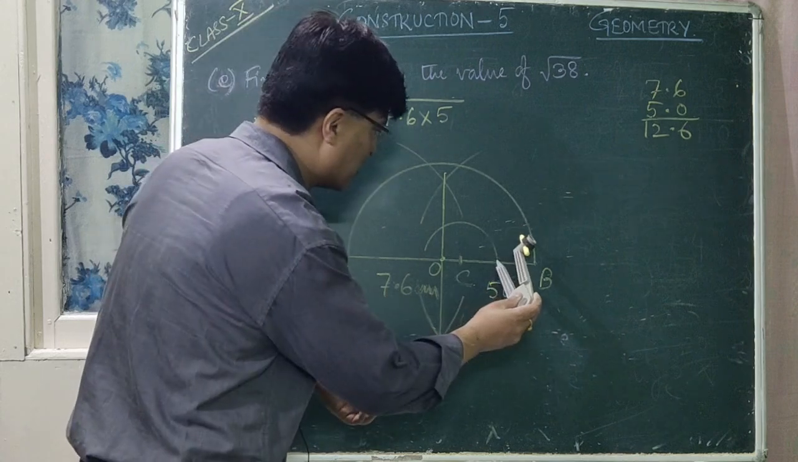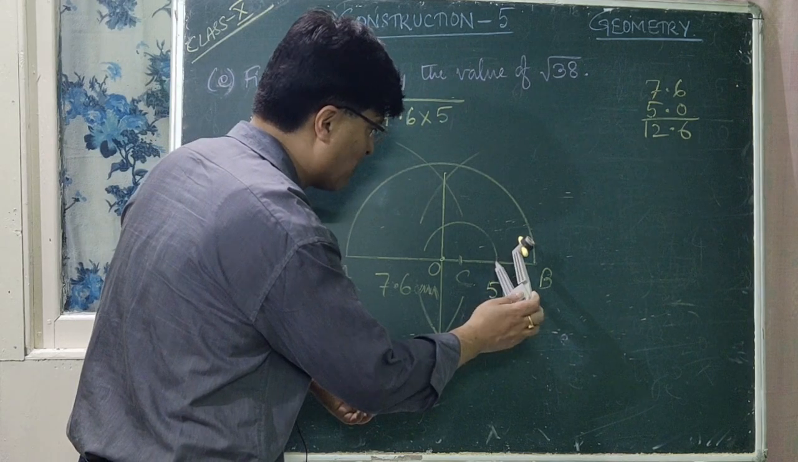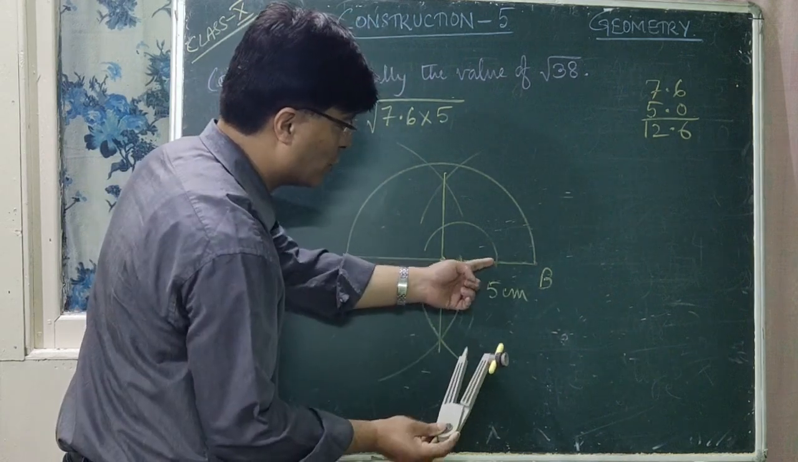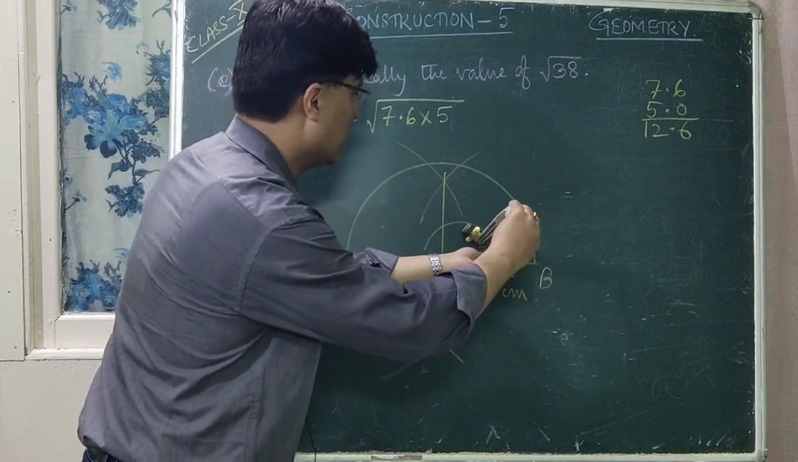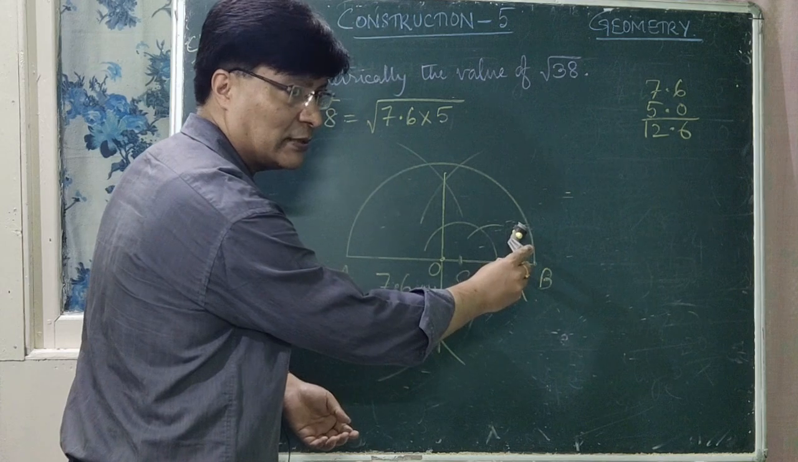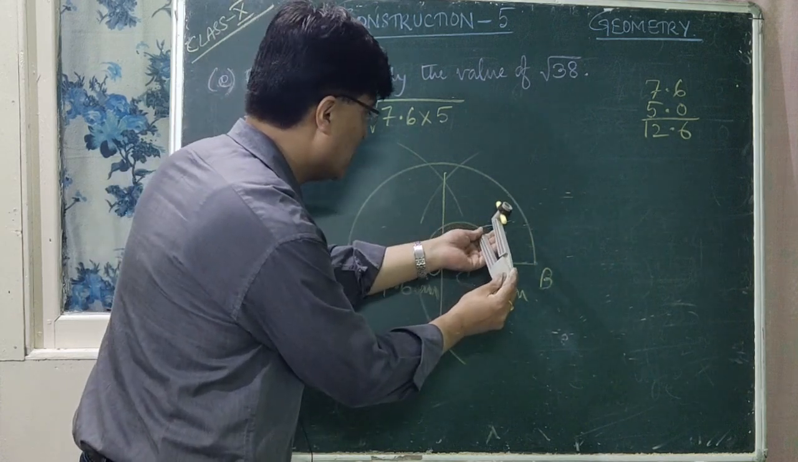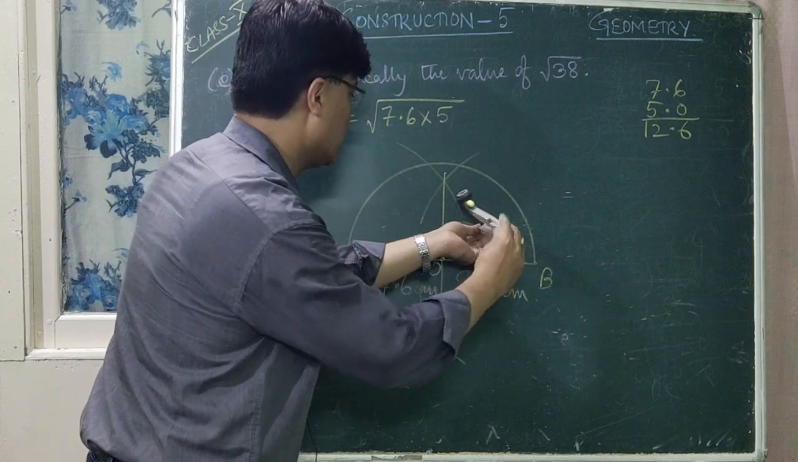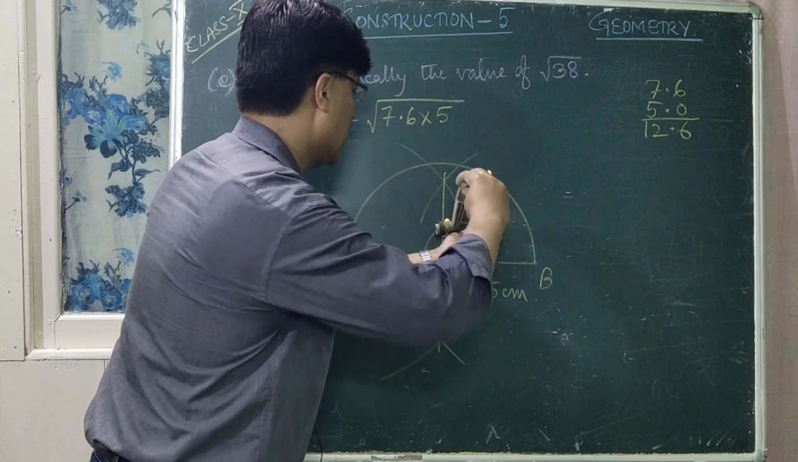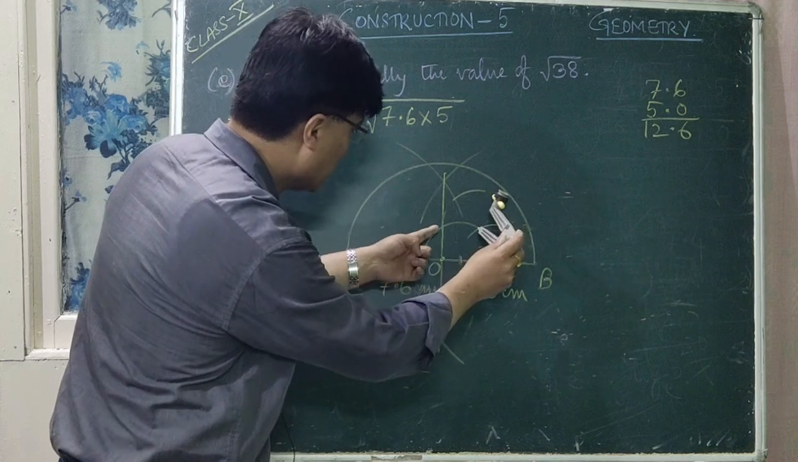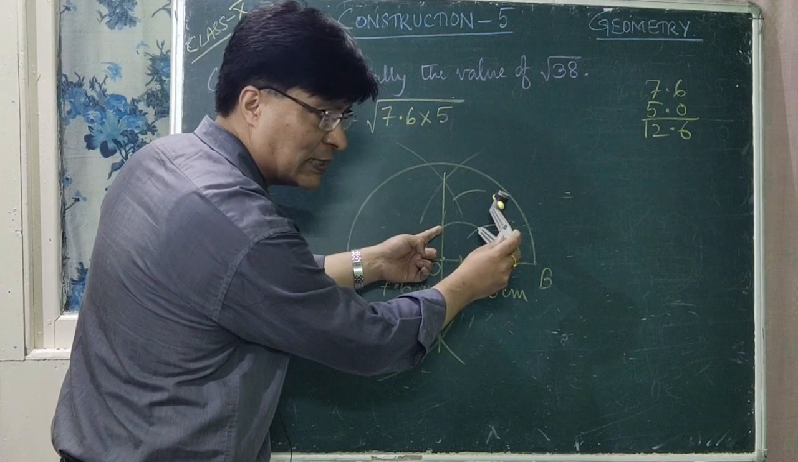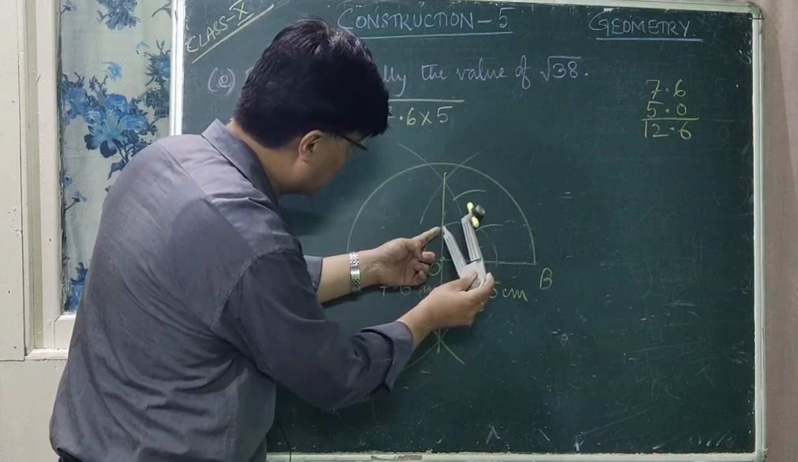Now without changing this compass, the pointed needle is kept at this point here. So this is one point. Place the pointed needle at this point. You draw an arc now. An arc is drawn. Don't change this arc now. Keep the pointed needle at this point. Now draw an arc here. An arc is drawn out here. Okay. Now this arc is intersecting the previous arc at this point, isn't it?